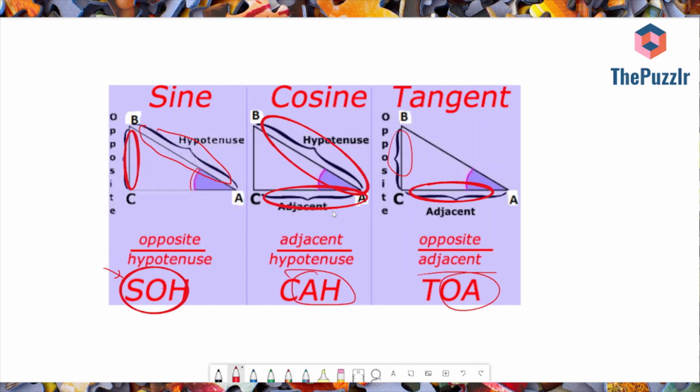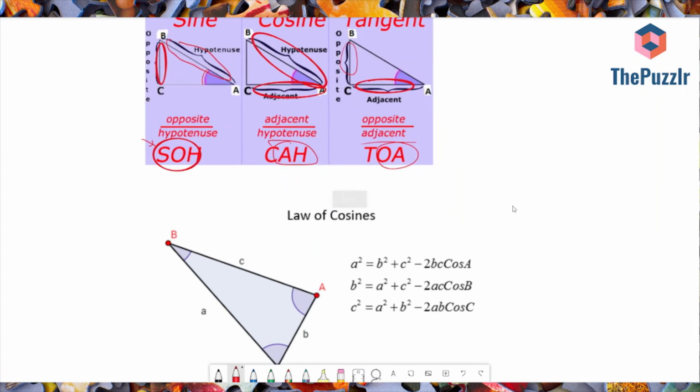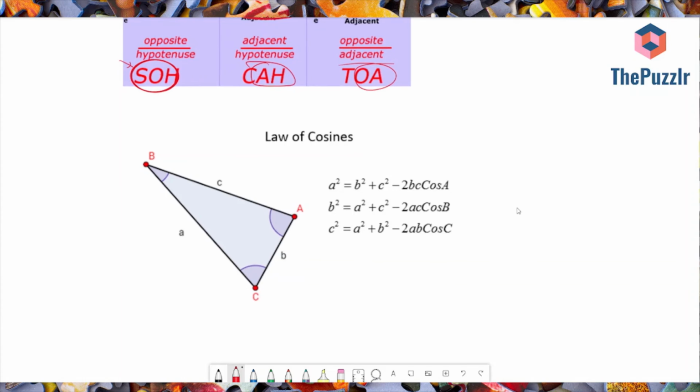If you just remember SOH CAH TOA, that's a helpful device to memorize all three of these. But as you delve into trig further, what you'll see is that they're not just confined to right triangles. You can actually find the sine or cosine of any angle. Same thing with tangent.